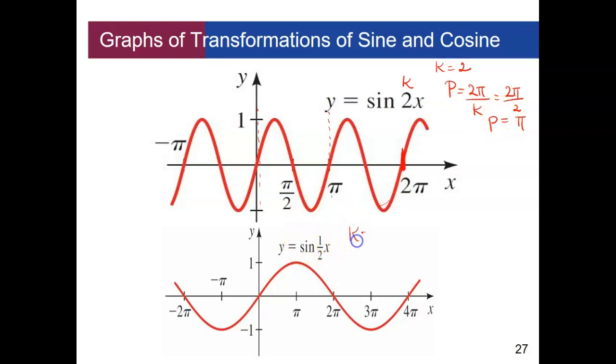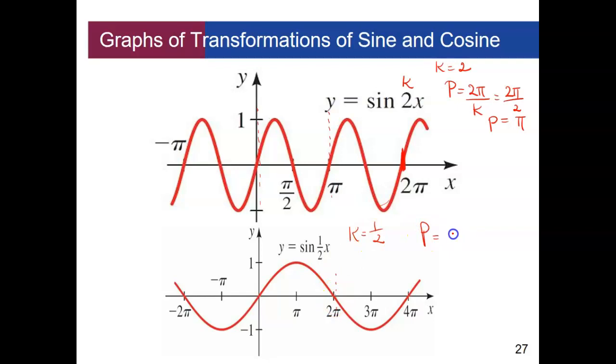Here the k is 1/2. So what that's telling me is I expect to see half of a sine graph between 0 and 2 pi. So here's 0 and here's 2 pi. I'm only seeing the mountain part of sine. I'm not seeing the mountain and the valley. So that would be half of the sine graph that I'm seeing there.